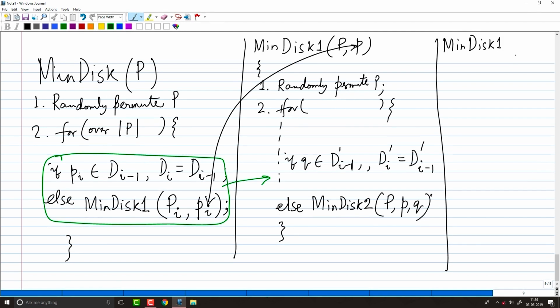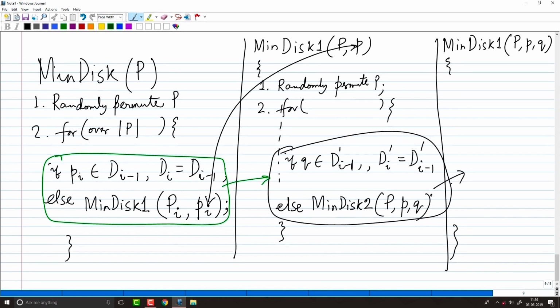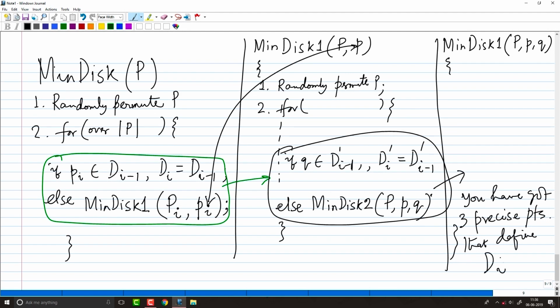So we keep on doing this until you get to 3 points. Right, that is it. Again the same thing. In here also you carry over the same block, but the moment this else thing comes, then you know you have got 3 precise points that define D_i. Now, your recursion winds back here, winds back here.